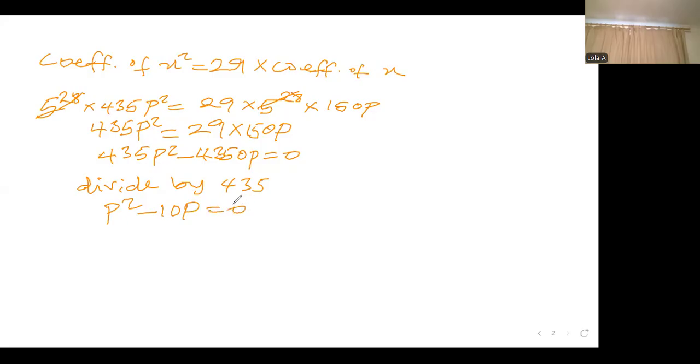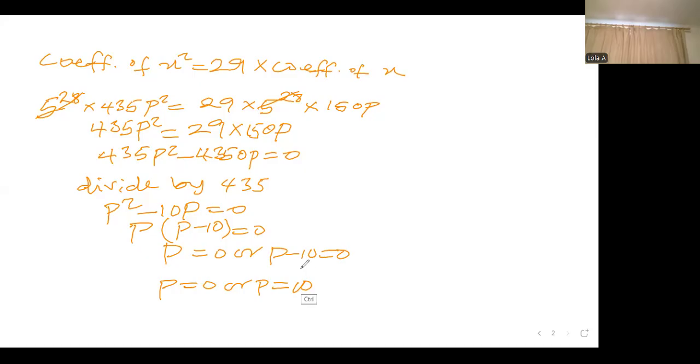10p equals 0. So p is common. So we have p times p minus 10 equals 0. So that means p equals 0 or p minus 10 equals 0. And that means that p equals 0 or p equals 10. So we have answered the second part of the question that says we should find the value of p.